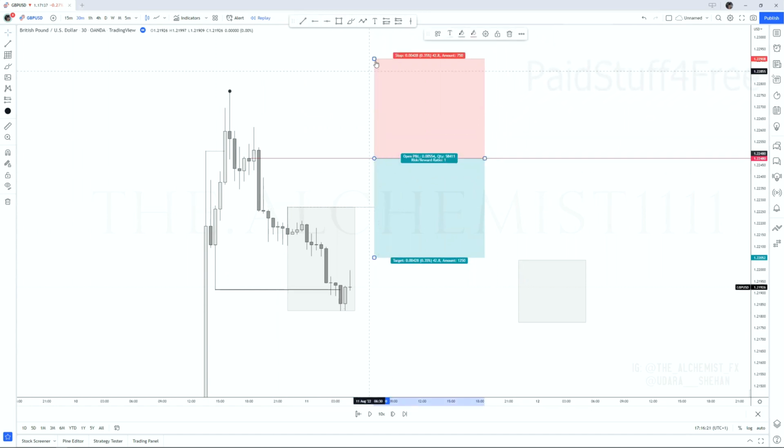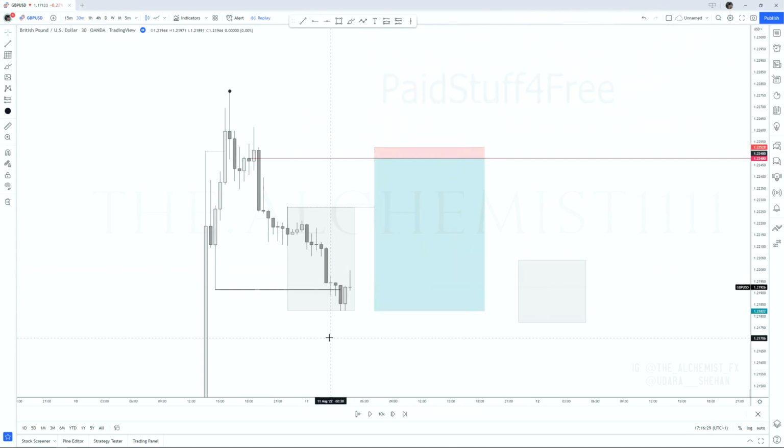Okay, so I sold it here. This is what I was expecting. This is the time when I was expecting this to happen. Stop loss above this high right here, 4.8 pips. And I'm targeting the Asian low. Okay, this is what I was explaining.